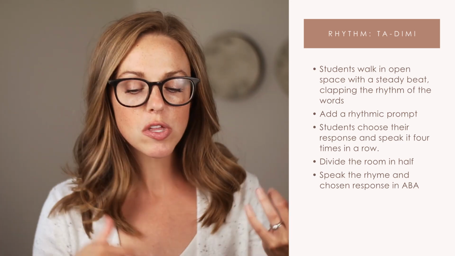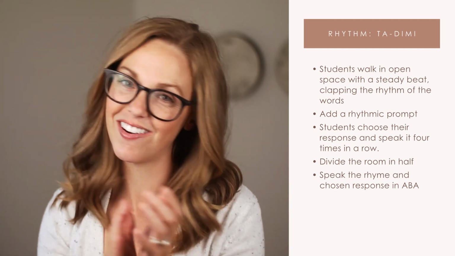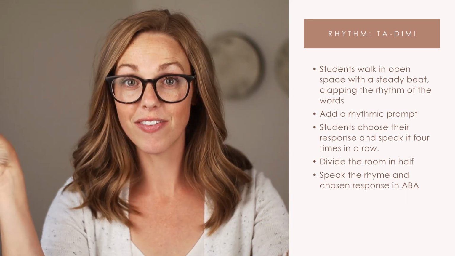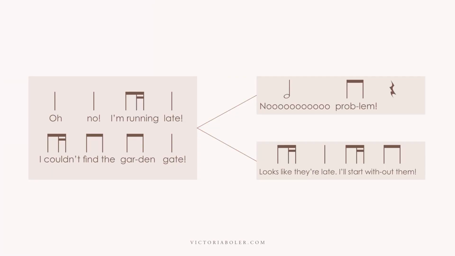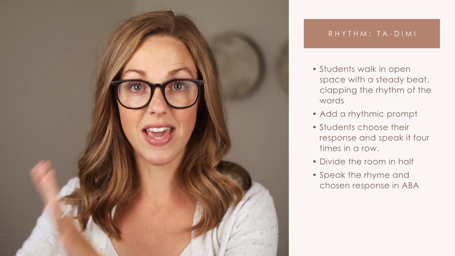They make that choice. So they're walking 2, 4, 6, 8. Meet me at the garden gate. If I'm late, don't wait. 2, 4, 6, and stop. They're there, they're at their spots. And then you speak that rhythmic prompt. Oh no, I'm running late. I couldn't find the garden gate. And then students speak their chosen response 4 times in a row. We've already practiced this. And then speak the A section again. So we are in A, B, A here.